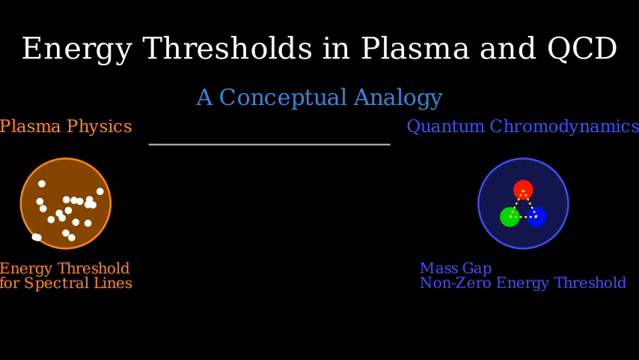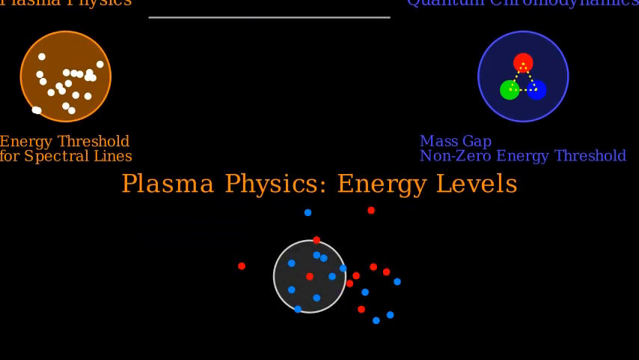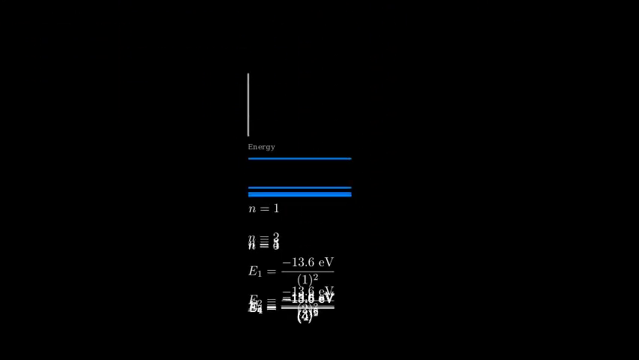First, let's explore plasma physics and atomic energy levels. Hydrogen plasma is one of the simplest examples. When hydrogen atoms are ionized, we have a mix of protons and electrons. When these electrons recombine with protons, they transition between different energy levels in the hydrogen atom. These energy levels are quantized, which means electrons can only exist at specific discrete energy states, labeled by quantum numbers like n equals 1, 2, 3, and so on. The energy of these levels is given by the formula E_n equals negative 13.6 electron volts divided by n squared, where n is the principal quantum number.